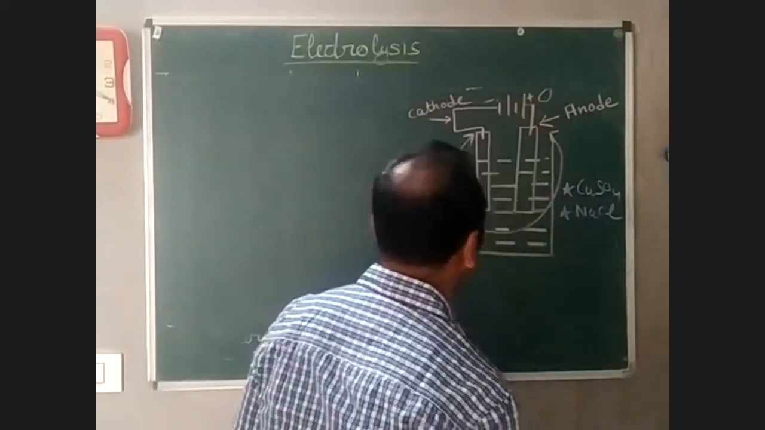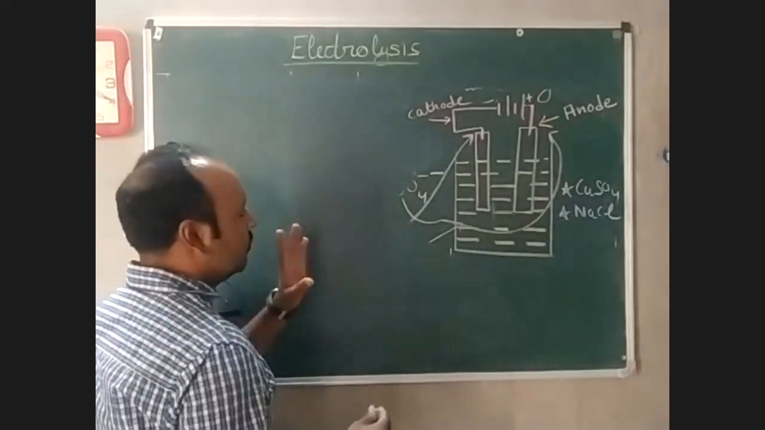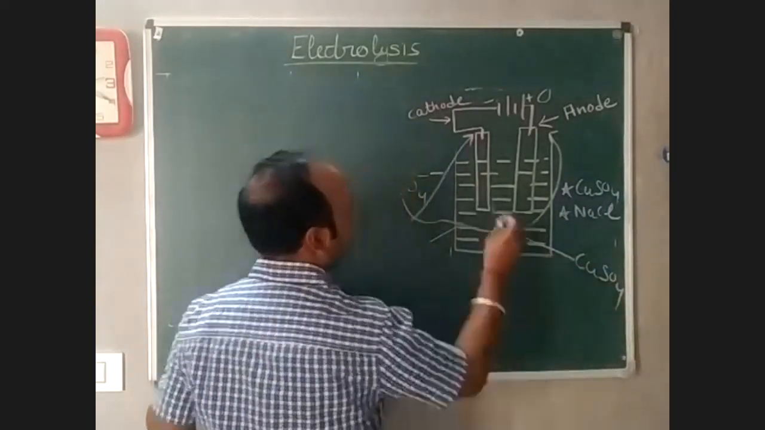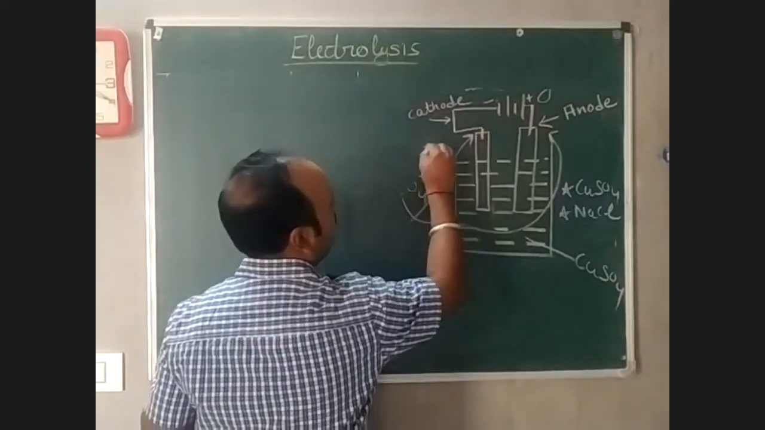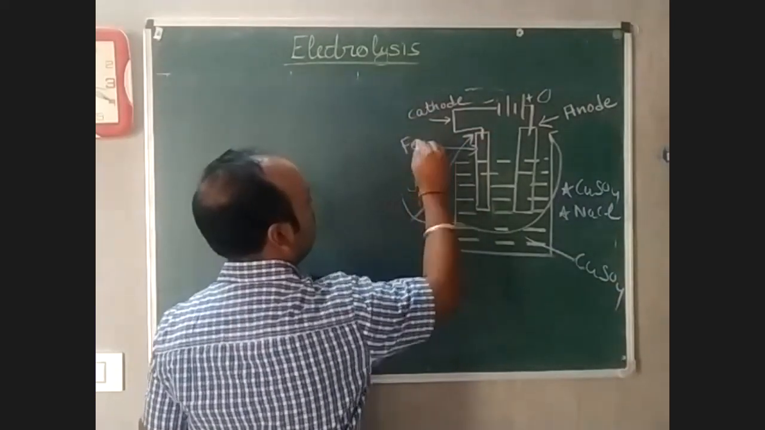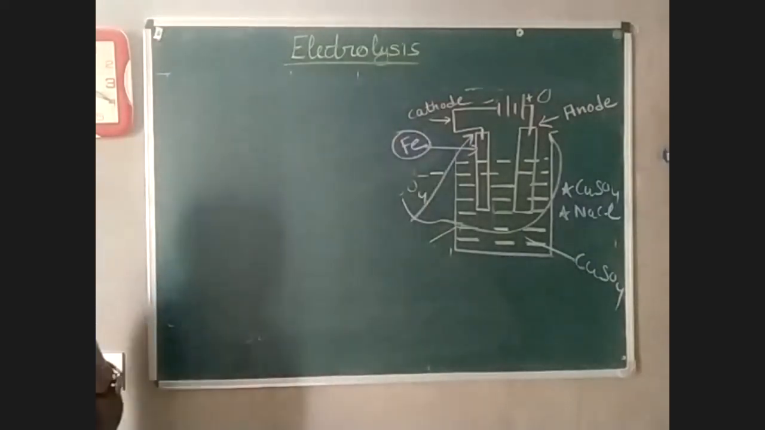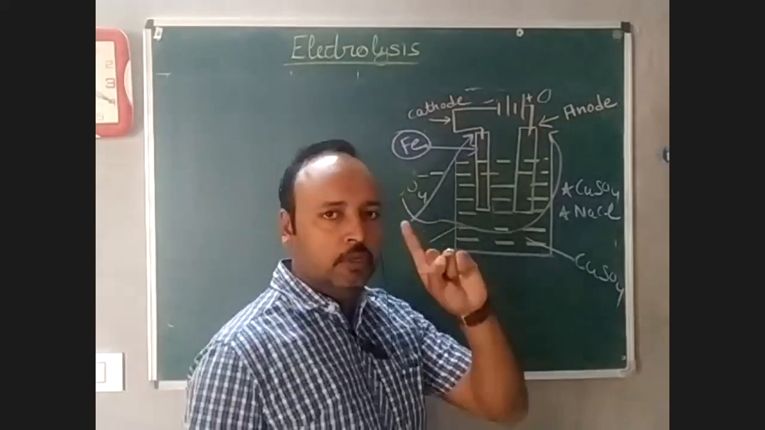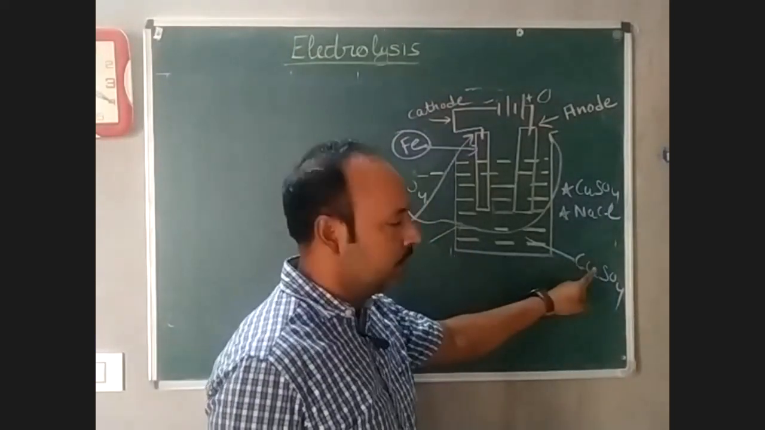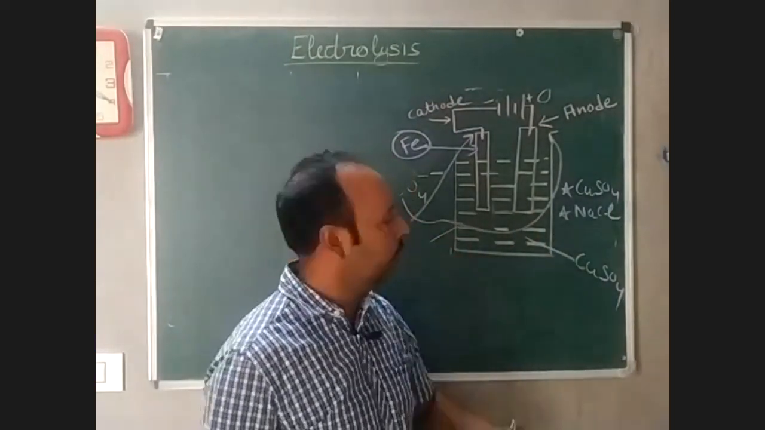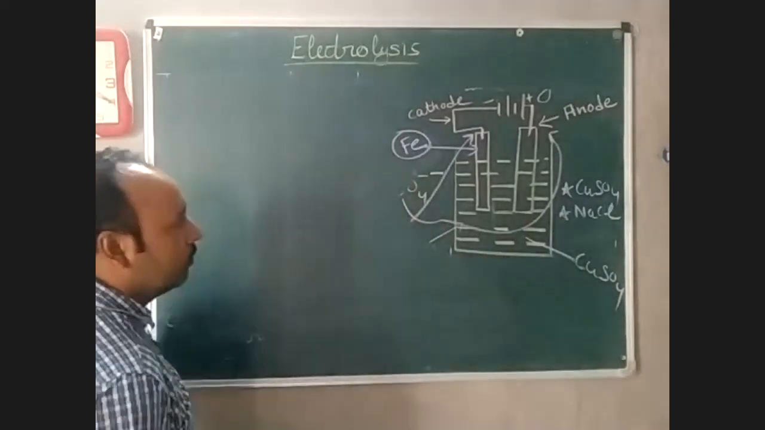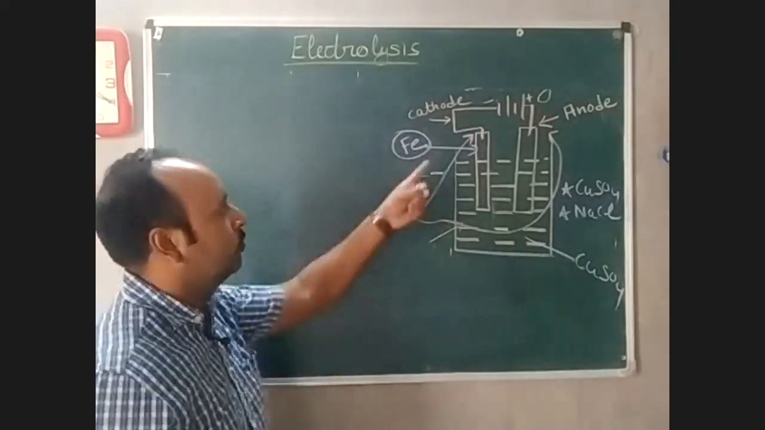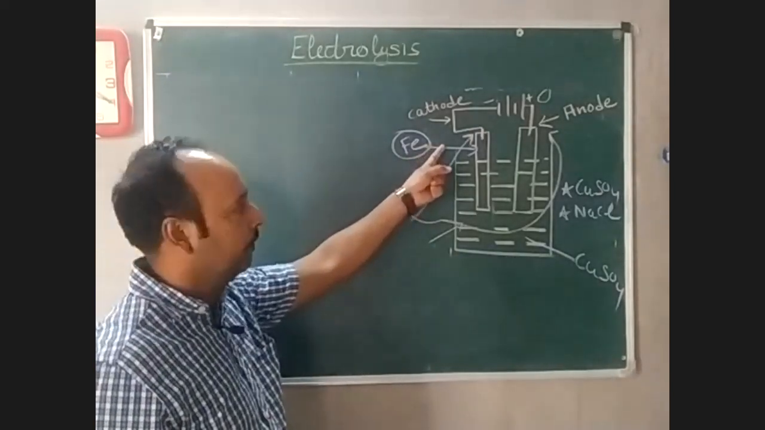The process will be the same, cathode, anode. Suppose I want to deposit a layer of copper over an iron object, right? I want to deposit a layer of copper, so I will use an electrolytic solution which contains copper, that is copper sulfate. Now I want to deposit over iron. So the metal on which I have to deposit the layer should be connected to the negative terminal, right?